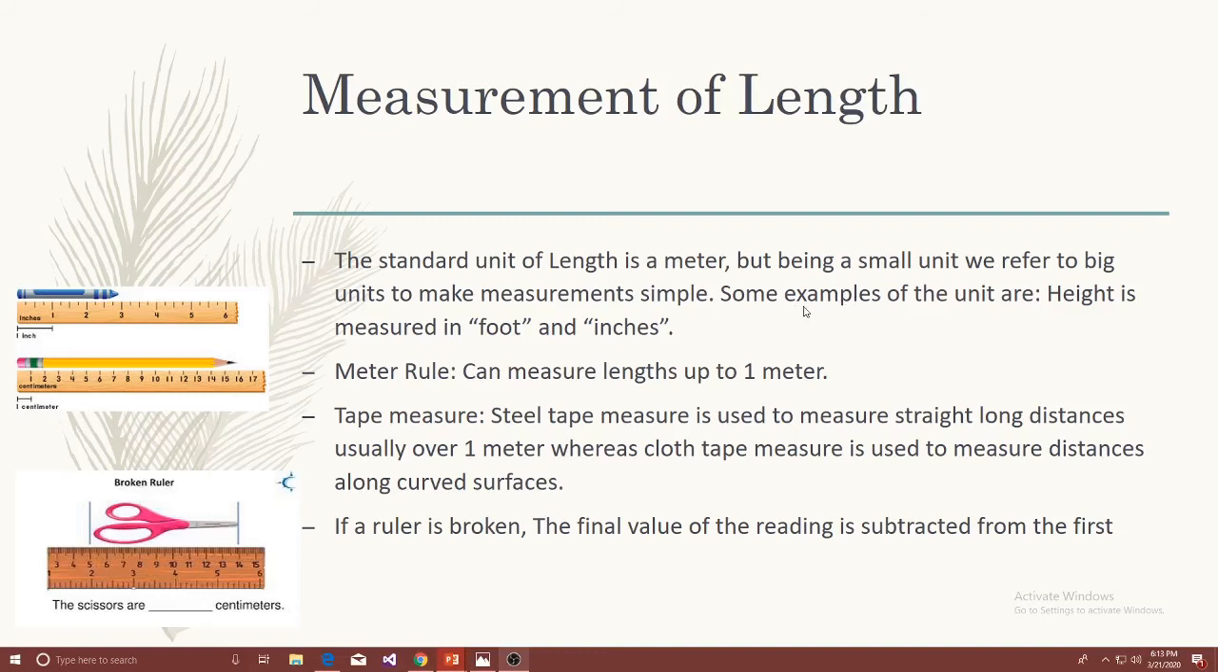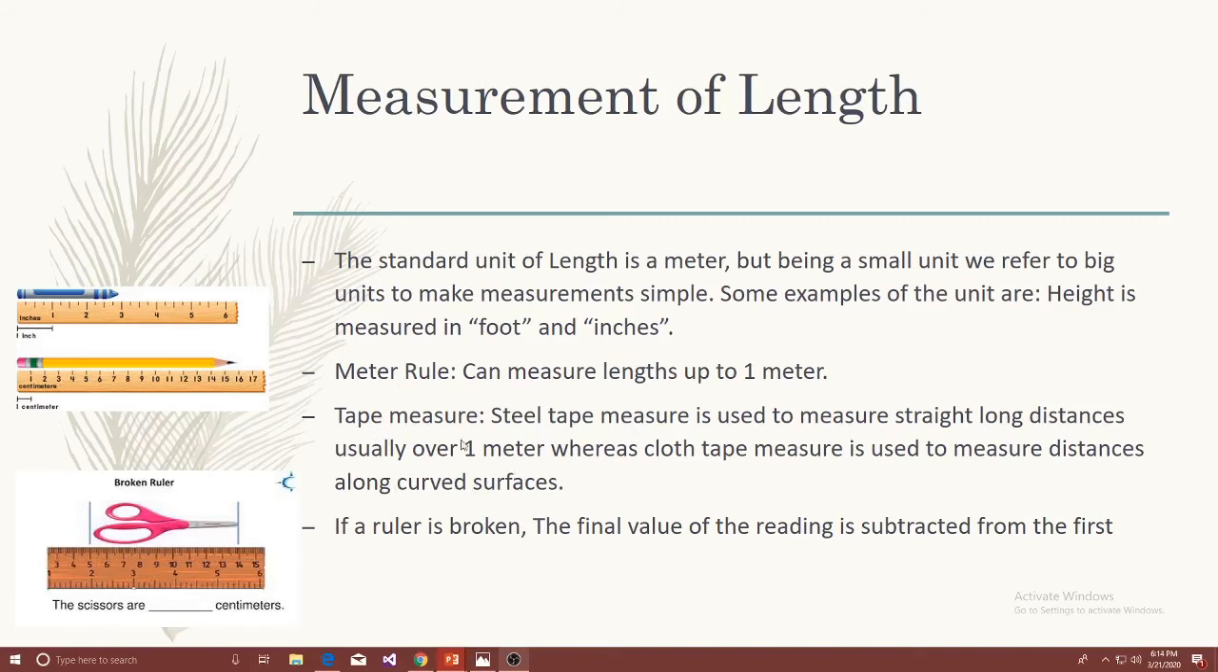Some examples of units are: height is measured in feet and inches. A meter rule can measure lengths up to 1 meter, obviously, because it is a 1 meter rule. We all know that. Tape measure. I have written these two because these are the two basic instruments of measuring length in our syllabus. The steel tape is used to measure straight long distances, usually over 1 meter.